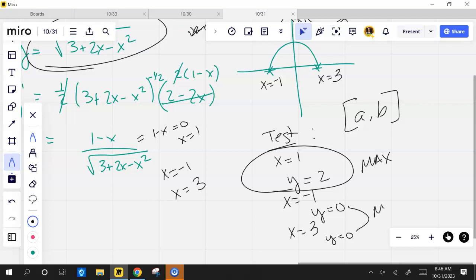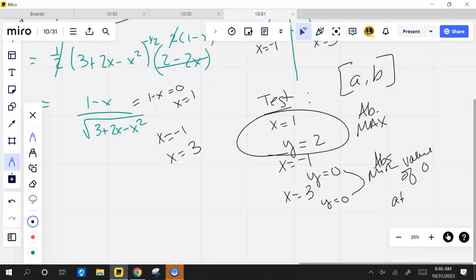Are they absolute or relative? The function value, the absolute lowest value of the function is 0, but it just happens twice.